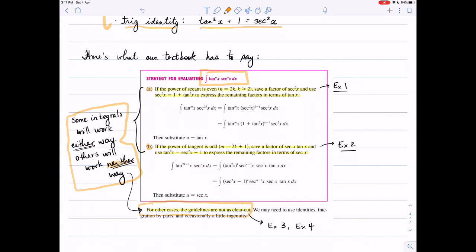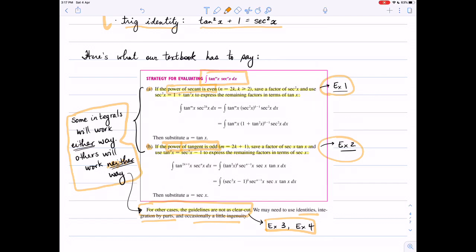For other cases, the guidelines are not clear-cut. You need to use identities, integration by parts, ingenuity, which always strikes fear into the hearts of students. What? I need to be creative? Yeah, you kind of do. So we're going to do examples of each of them here. Example 1 will be of this first part, and that is where the power of secant is even. Example 2 is going to be of part B here, where the power of tangent is odd. And then the last two examples that we'll do are just examples of, well, something else.